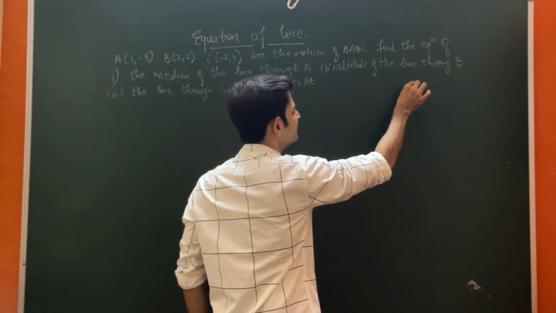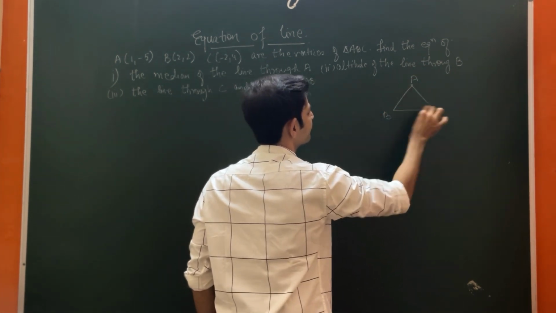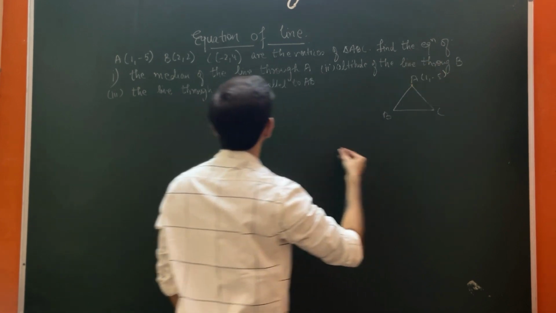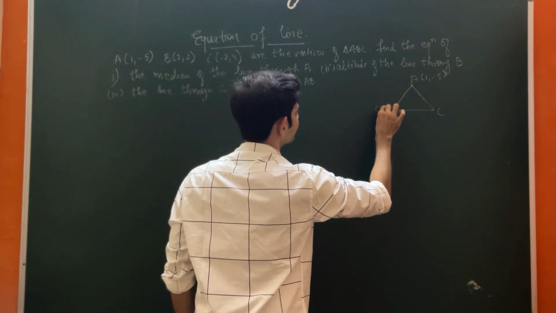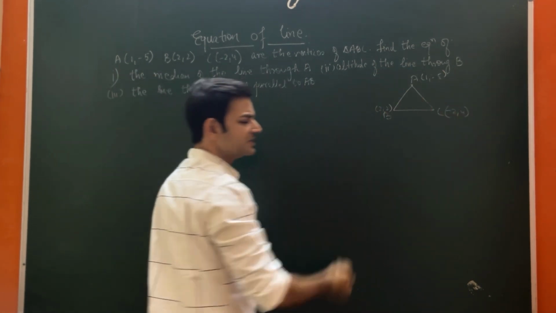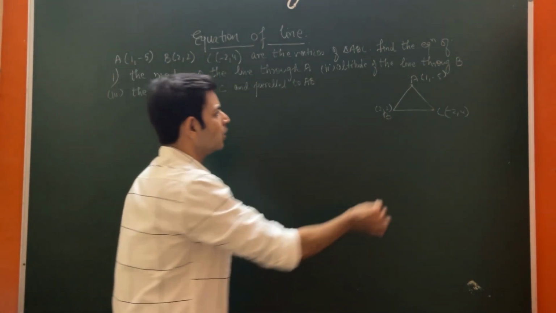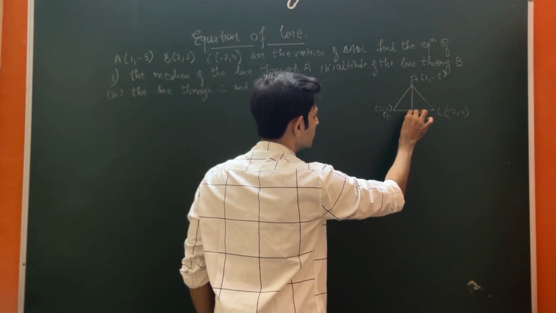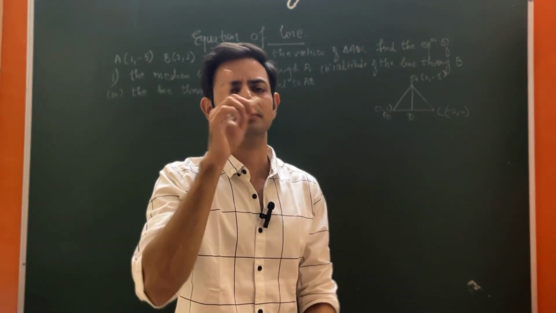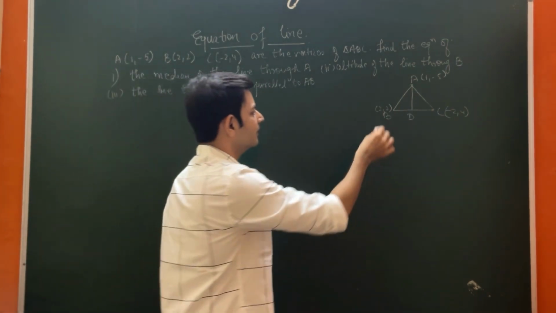So here we have a triangle ABC. A is 1 comma minus 5, B is 2 comma 2 and C is minus 2 comma 4. The first part is to find the median of the line through A. So it starts with A, goes here at D and the purpose of median is to divide the line segment in two equal parts. That means D is the midpoint of BC.